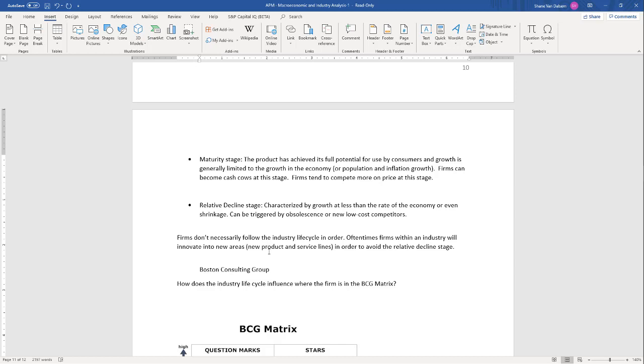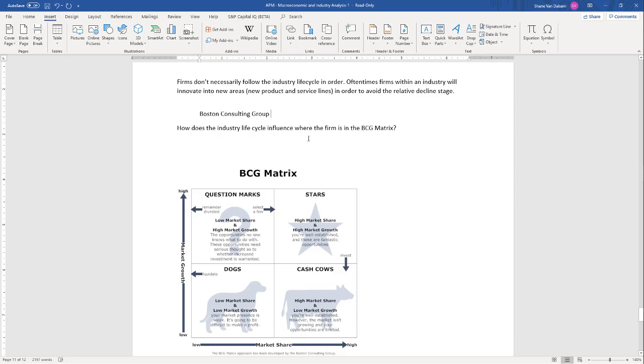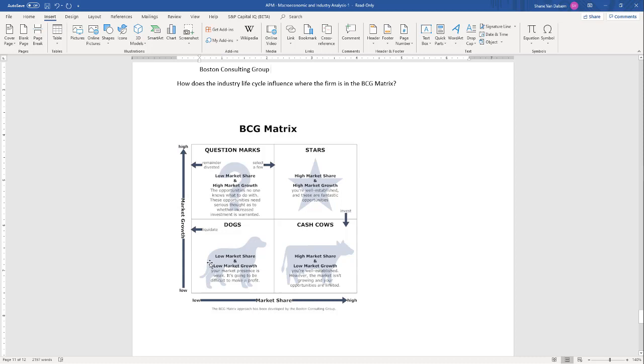And the way it ties into industry analysis is that firms within an industry fall in this BCG matrix, in part due to the industry and the industry life cycle influence of that industry. So on the vertical axis over here, the market growth relative to market share. So this is the market growth of the industry. Okay, so is the industry growing? If the industry is growing, if market growth is high for the industry, the firms within that industry will either be question marks or stars.